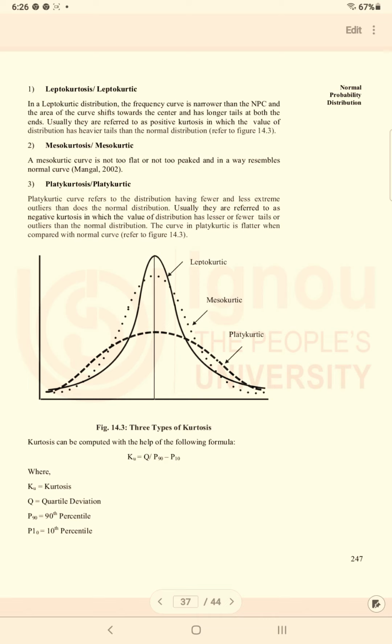14.3.3 Types of kurtosis. Kurtosis can be computed with the help of the formula Ku = Q / (P90 - P10), where Ku equals kurtosis, Q equals quartile deviation, P90 equals 90th percentile, P10 equals 10th percentile. Mesokurtic. Platykurtic. Leptokurtic.